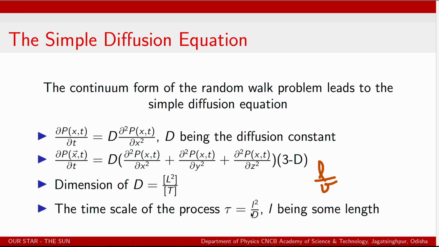At the same time, if the diffusion constant d is very small, then this time scale also becomes very large. If the diffusion is very slow, obviously the time scale becomes very large, and that is what happens in this radiative zone. So we'll now go to the next slide.